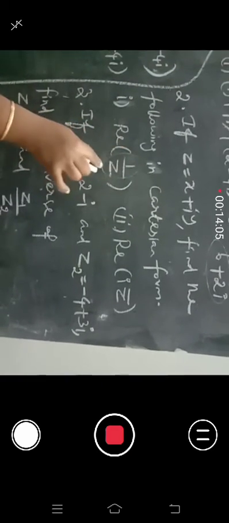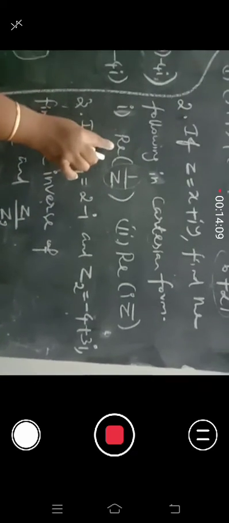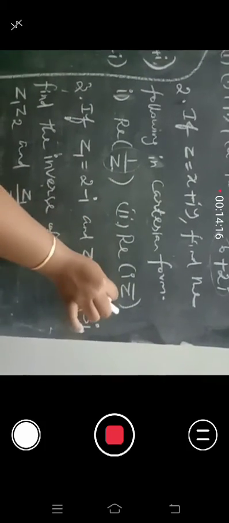Real part of 1 by z. So first you have to find 1 by z. Afterwards we will get some complex number. From that you have to write the real part. Here it is the same. First you write the conjugate and multiply with it. Afterwards you find the real part of this.